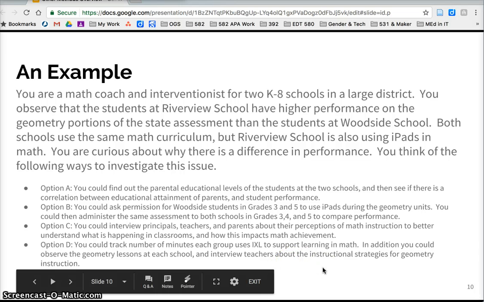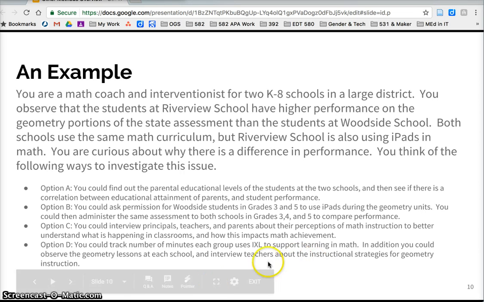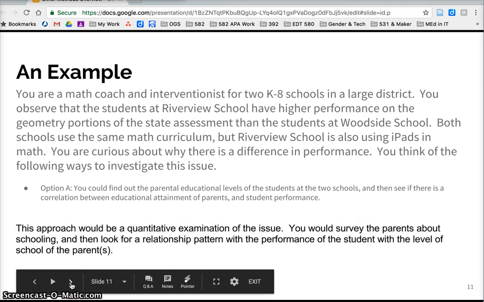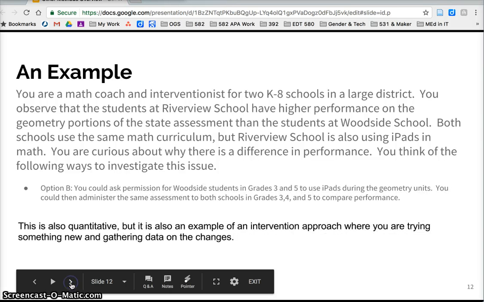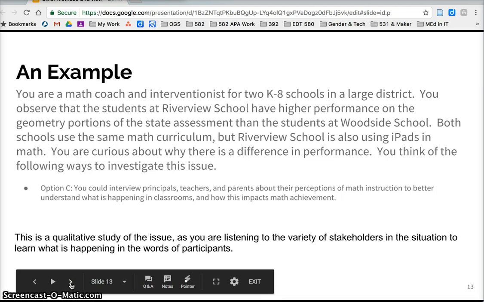So let's go back to our example that I gave you before, and let's walk through which each option is. Option A is a quantitative examination of the issue. You would be doing a survey of the parents about the schooling, and then look for a relationship pattern with the performance of the student and the level of school of the parents. Option B is also quantitative, but this is more of an intervention approach or experimental approach that we'll get into in a minute, because you're trying something new and gathering data on the changes. Option C would be the qualitative study of the issue. You're listening to the variety of stakeholders in the situation and listening to their words to understand.